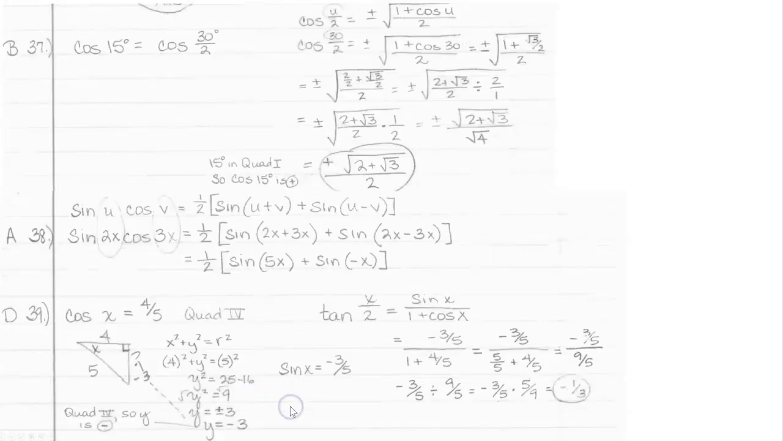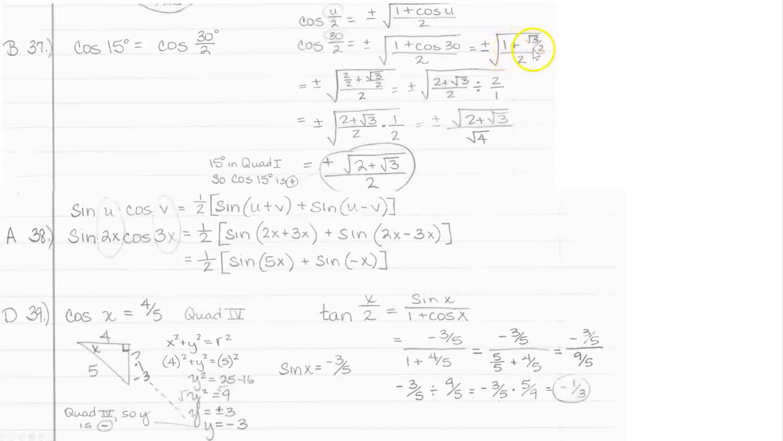All right, then for 37, they ask us to find the cosine of 15 degrees using our half angle formula. All right, so half angle formula means that I need to rewrite 15 as something cut in half. So 30 cut in half is 15. So here's my half angle formula off of my formula sheet. I'm going to put 30 in the place of u. So if I come over here and put 30 in the place of u, I can find cosine 30 is square root of 3/2 off of my unit circle.